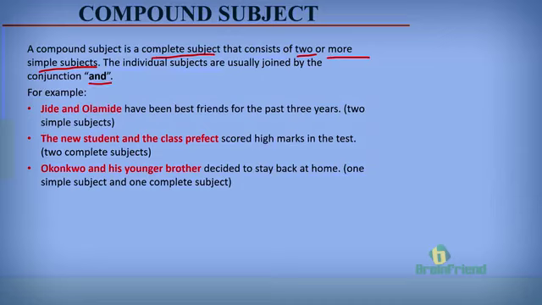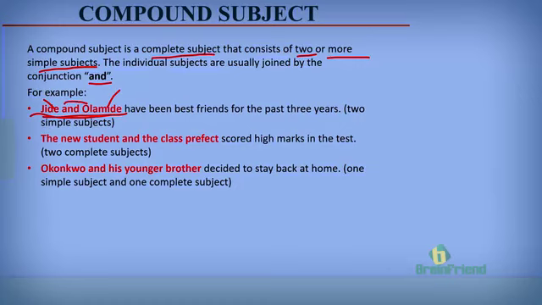Now let's look at the examples we have here of compound subjects. Jide and Olamide have been best friends for the past 3 years. Here we have a compound subject, Jide and Olamide. We did say that compound subjects are made up of two or more simple subjects which are joined by the conjunction and. And here we have Jide and Olamide as simple subjects. That is one subject, and they are joined by the conjunction and.